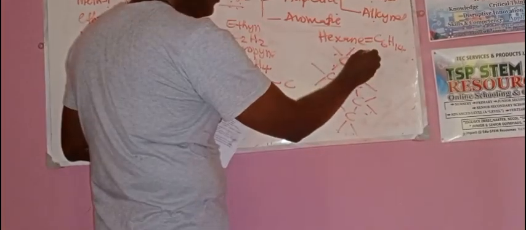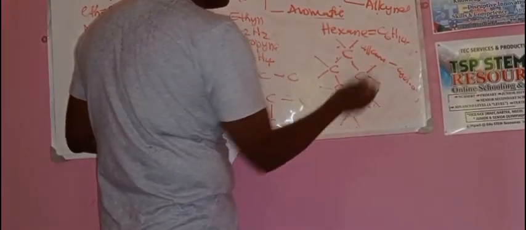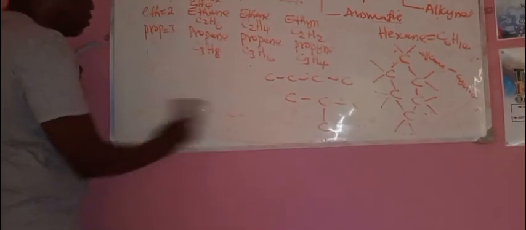It means when alkanes turn to cycloalkane, how many hydrogen is lost? 2. Take note of that. 2 hydrogen is lost. Now, again, let me still continue with this.